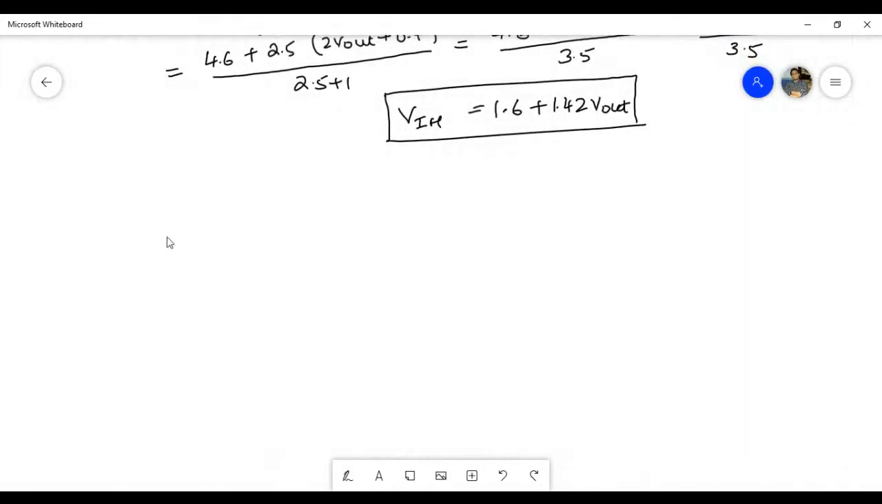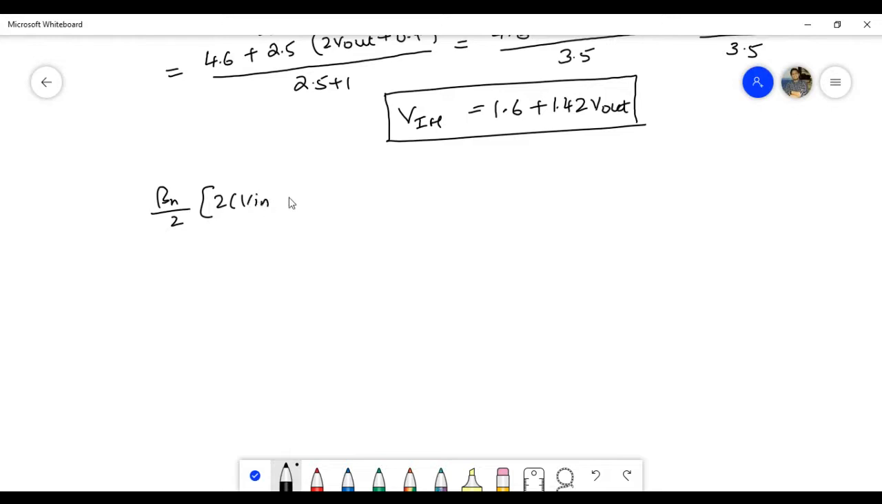Okay, so we have a relation: beta n by 2 into V in minus VTH into V out, into V out square, and beta p by 2 V in minus VDD into VTP square. Okay, so here it is V in minus VTN.